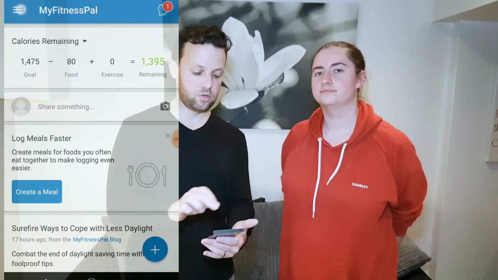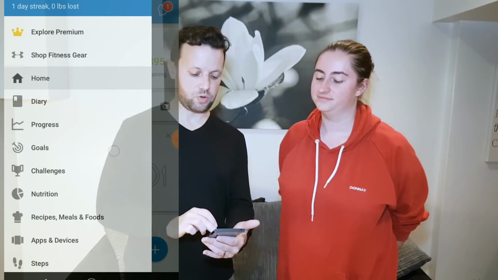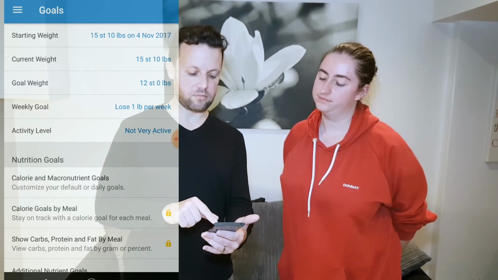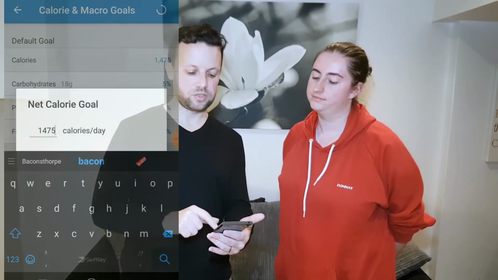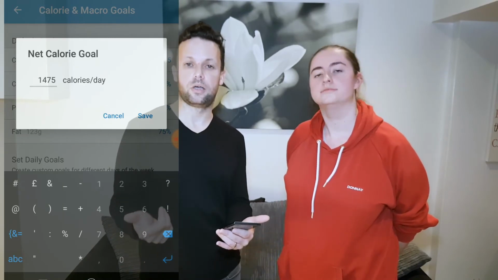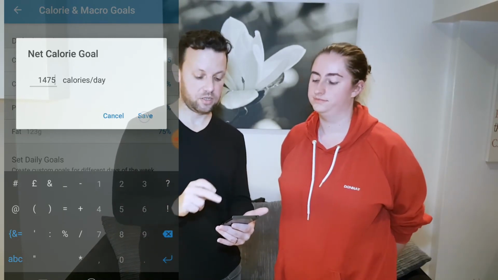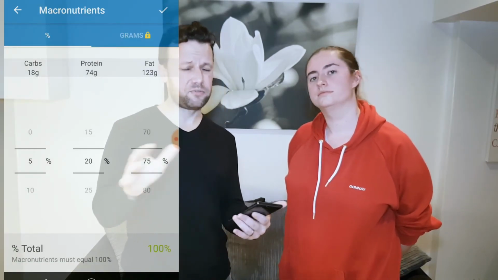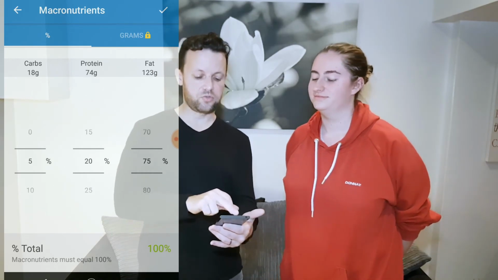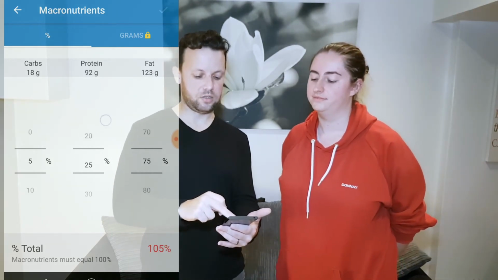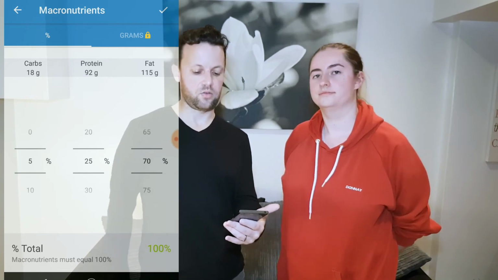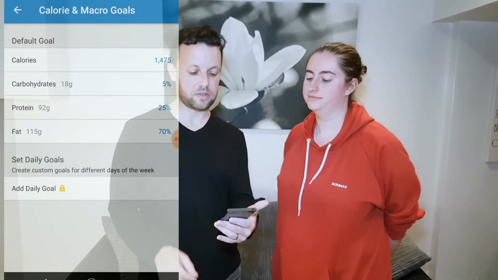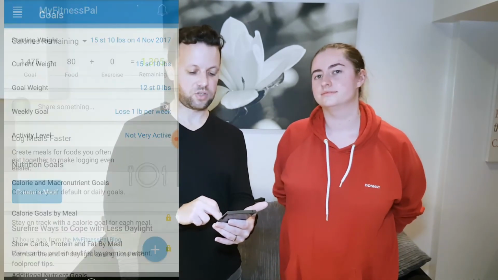So you want to go to Goals. You want to go to calorie and macronutrient goals, change calories to the calories that came up as a result on that website, and then change your carbohydrates percentage. You probably will have something like 40%, something ridiculous. Change it to 5%, change your protein to 25%, and your fat to 70%. That's it. Save it. You're good to go. Now you can start entering stuff.